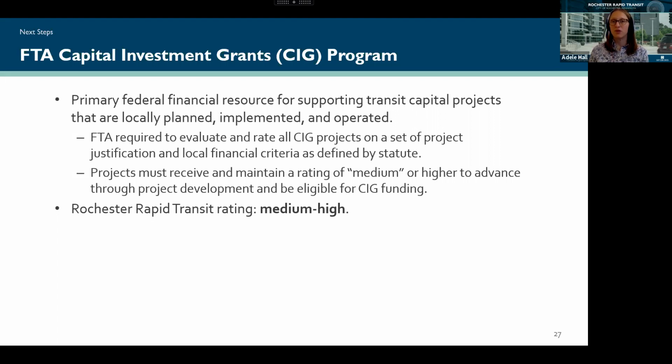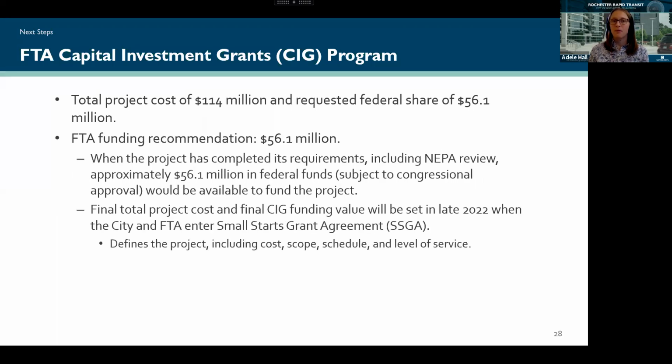And then we got a second piece of good news. If we go to the next slide, not only was the project rated medium high, which keeps it in that pool of eligible projects, but the president also recommended this project in the presidential budget. So what does that mean? When we submitted this application to the FTA last year, we had to say how much we thought the project would cost to build. And then we also had to state what size of grant we were requesting from the federal government. And you can see there, we had a total project cost of $114 million in the application, and we requested $56.1 million.